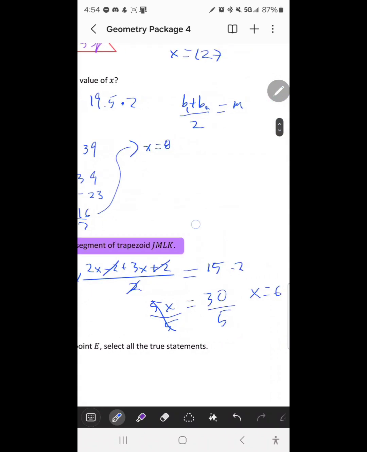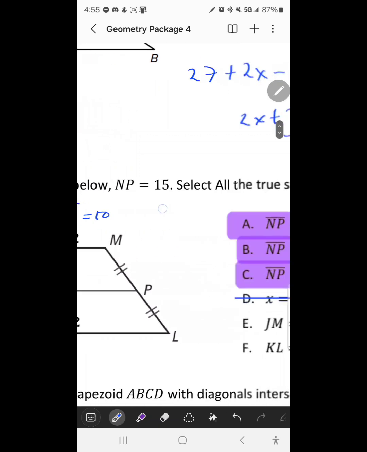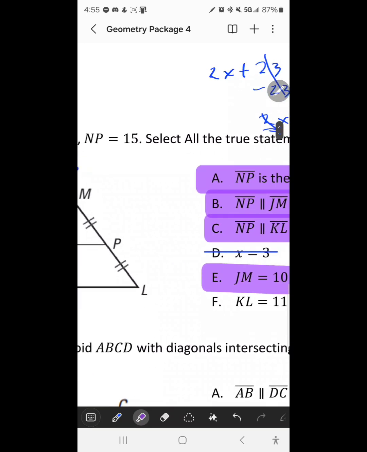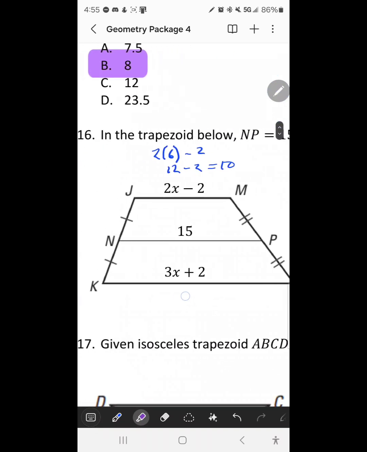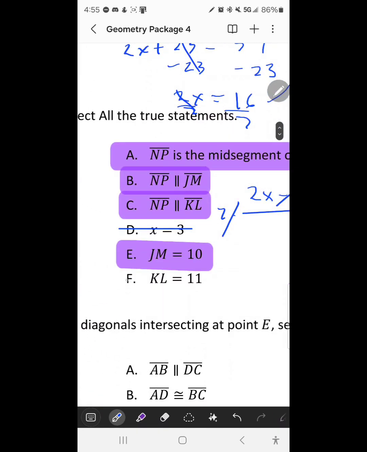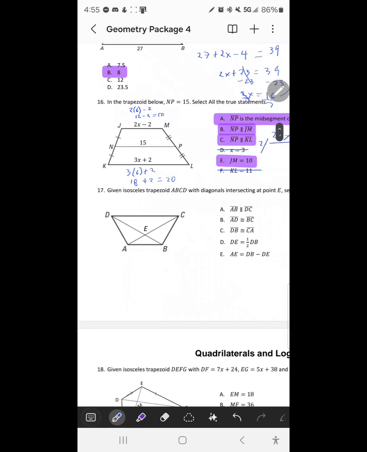Let's substitute the value. So we have x equals 6. So 2 times 6 minus 2. 2 times 6 is 12 minus 2 equals 10. And this is true. KL equal 11. So I don't think so, but let's calculate. 3 times 6 plus 2. 3 times 6 is 18 plus 2 equal 20. So no, this is not true. And let's go to the next one.